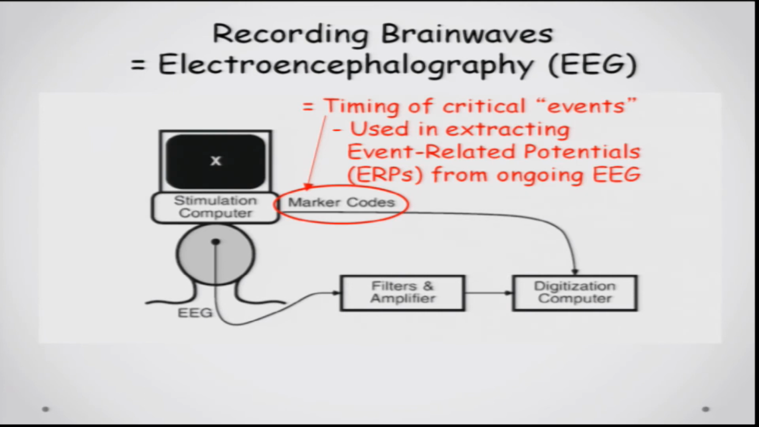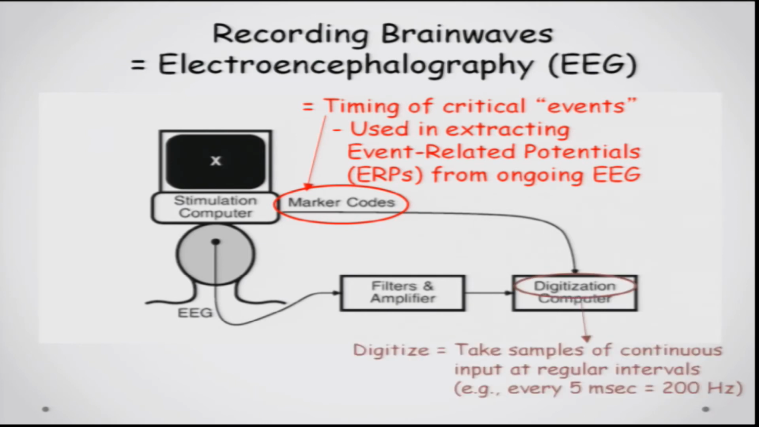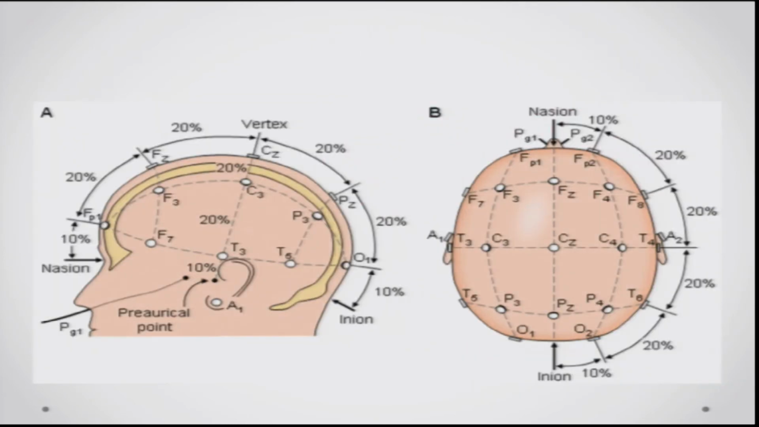Number two, what is the root of the signal, like for a visual stimulus or an auditory stimulus, we will just mention it later on. Digitization simply means you are taking samples of continuous input at regular intervals, every 5 milliseconds, 200 hertz. So, you have a certain frequency, and you take that frequency with a certain time frame, converting amplitude versus time into frequency versus amplitude.